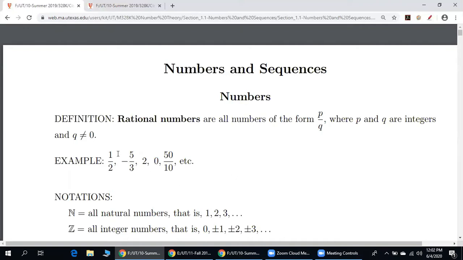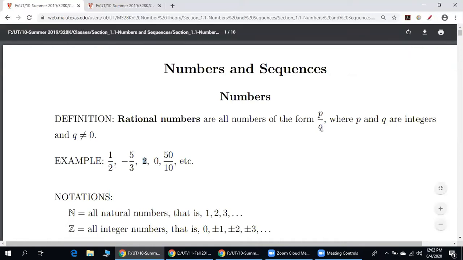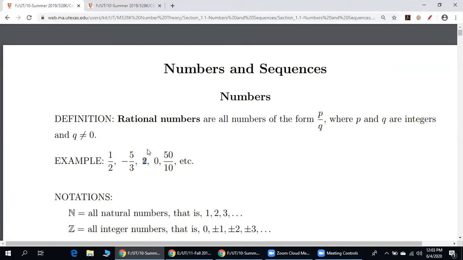Examples of rational numbers: 1/2, -5/3. 2, by the way, 2 is a rational number. Here's why. 2 can be written as p/q. For example, 2 is equal to 2 divided by 1. Top 2 is an integer, bottom 1 is a non-zero integer, so 2 is a rational number. 0 is a rational number because 0 can be rewritten as 0 divided by 1. 0 top is an integer, 1 bottom is a non-zero integer.